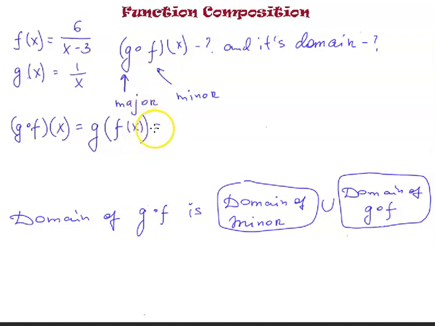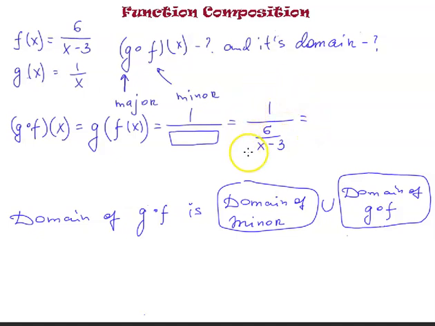Now, what's my function? G is 1 over x. Because g is the major, I will use the format of the function, which is 1 over x when it was x. But now, instead of x, I have f of x. So I will use function f of x instead of x. So that will be 1 over 6 over x minus 3.